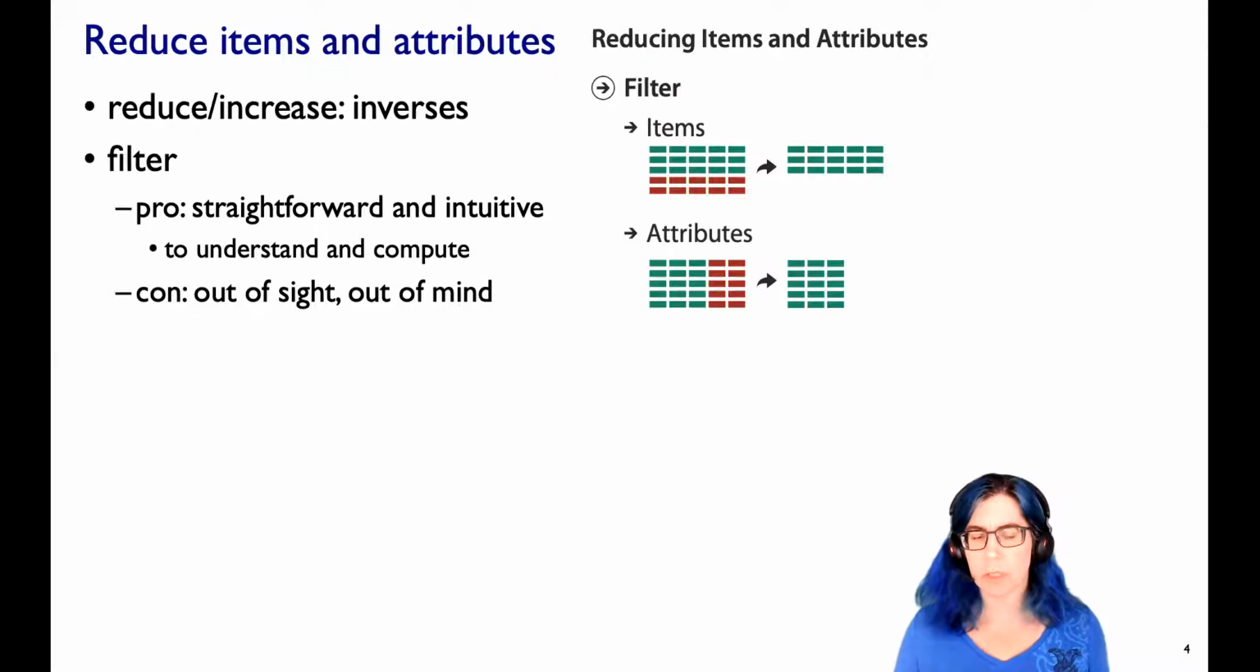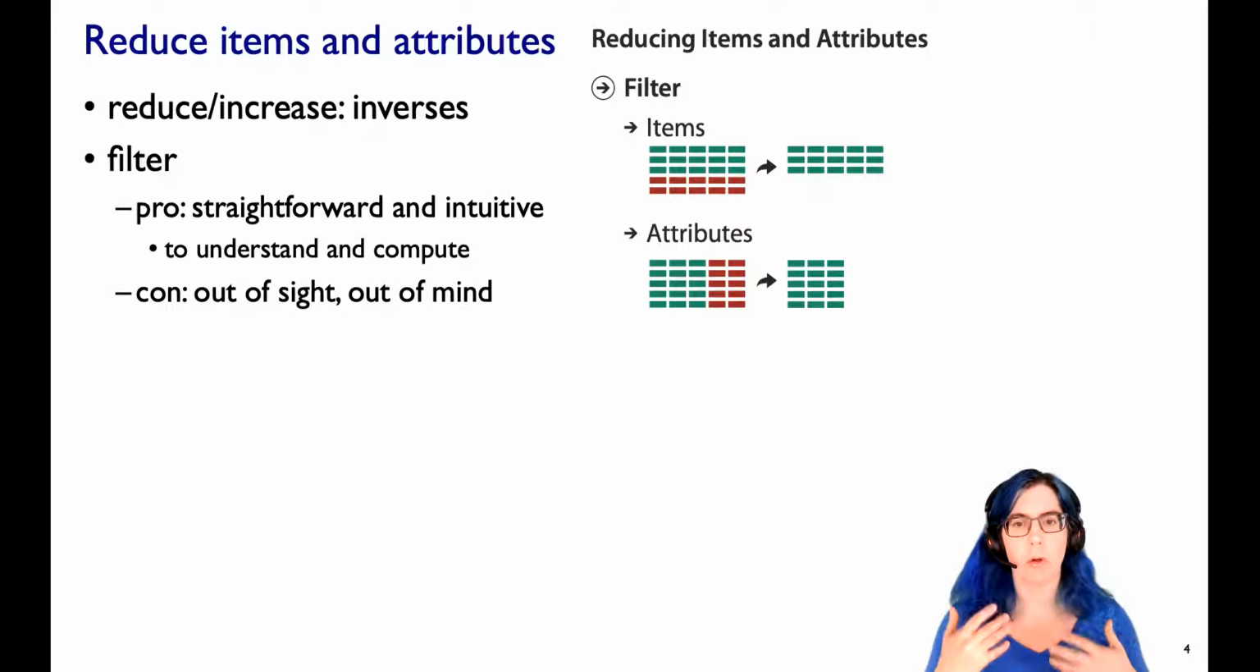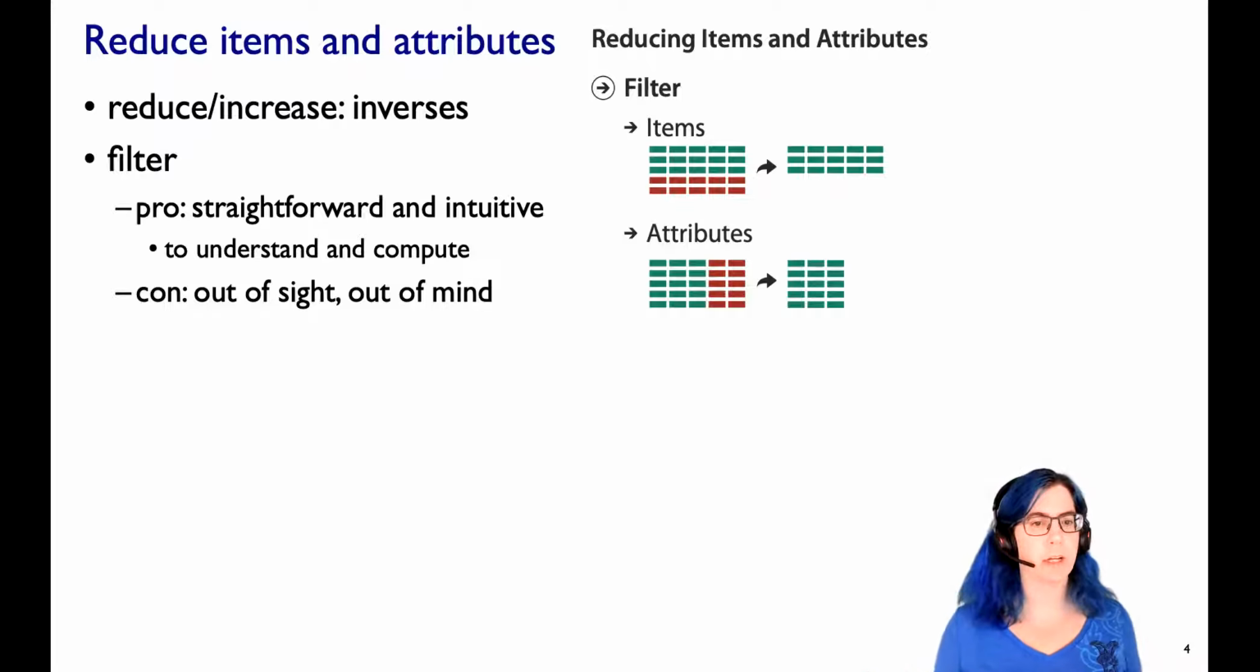When I say reducing, I really mean either reducing or increasing. These are actually inverses of each other. When we're doing this interactively, we're often deciding on the fly which direction to go. So what about filter? Filter just means throw things away. Don't draw them. That's for either items or for attributes.